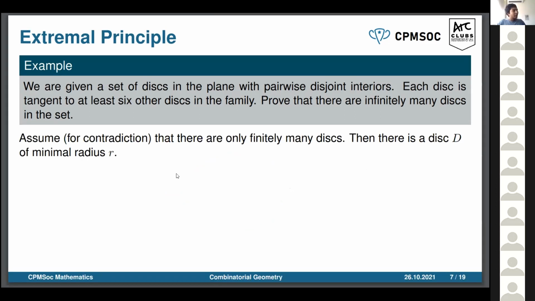And again, proof by contradiction is coming back. So we're assuming there are only finitely many disks. And now this is where the extremal principle comes in. Since there's only finitely many disks, we can consider a disk D of minimal radius R. Remember, if there's infinitely many disks, there may not be a minimum value, because, for example, you can converge down to some number. But in the finite case, there's always going to be a disk of minimal radius.